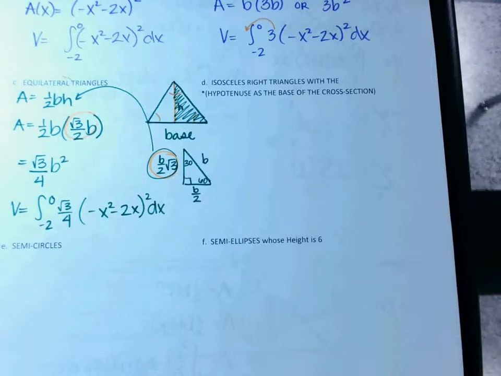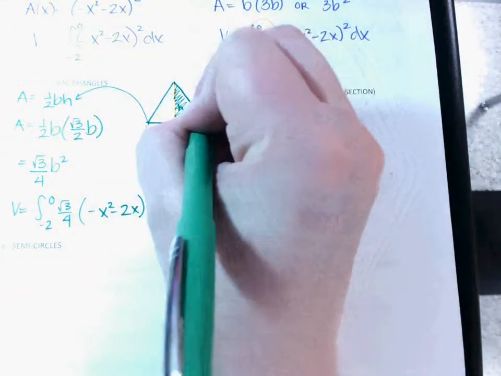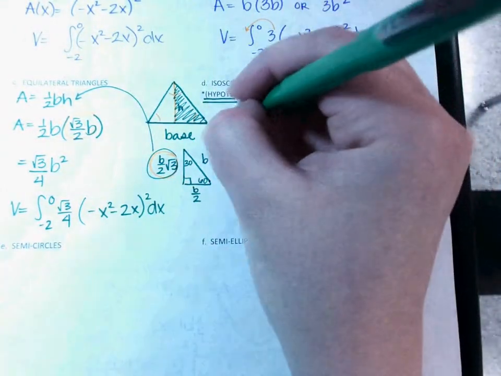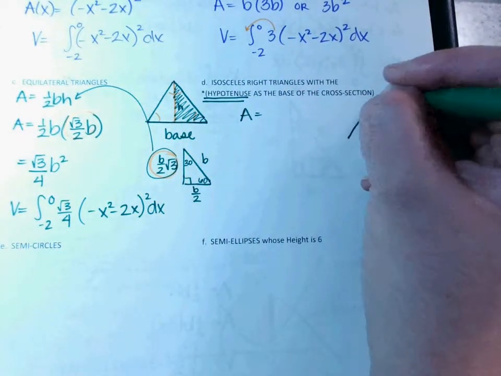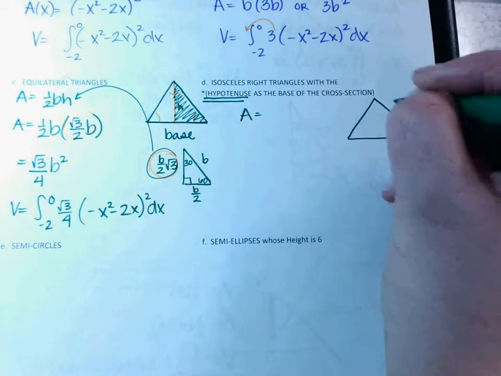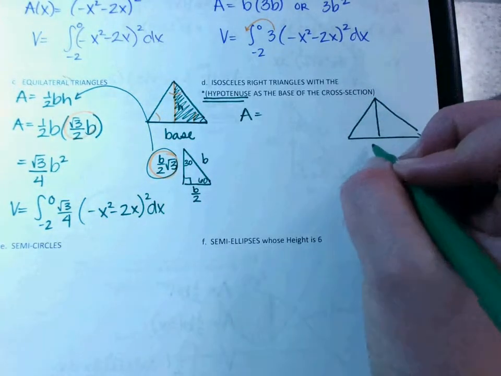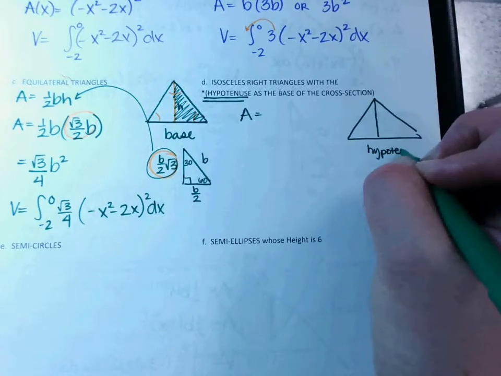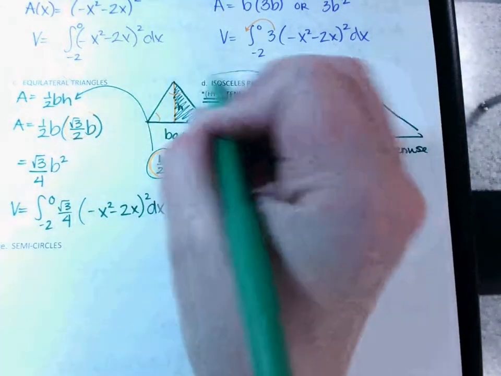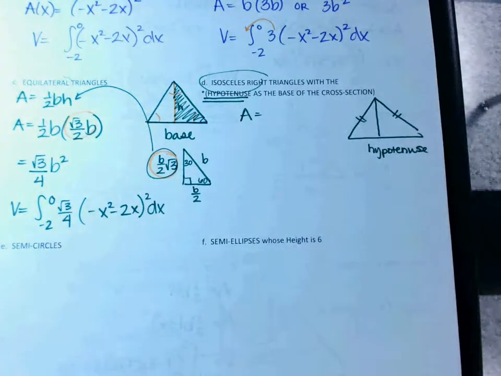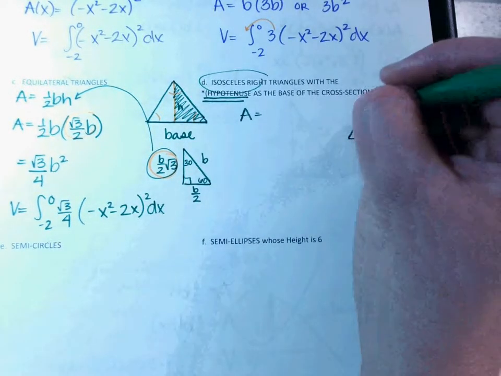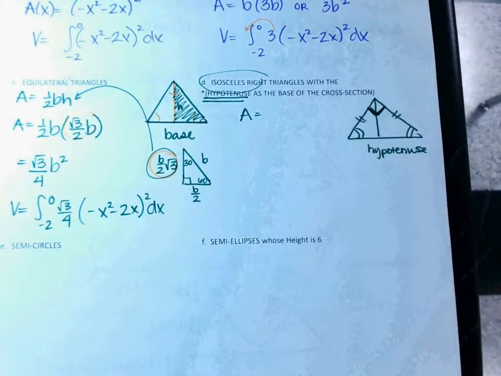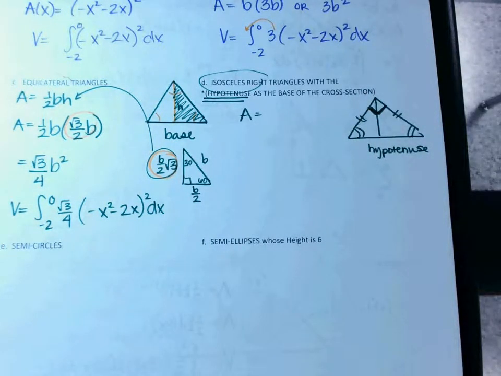This one says that I want an isosceles right triangle with the hypotenuse as the base of the cross section. So if I want the hypotenuse to be the base, then this is the hypotenuse right here. Now, if it's isosceles, that still means that these two sides match each other, so these two angles match each other. It's the 90-degree angle that's always opposite the hypotenuse.